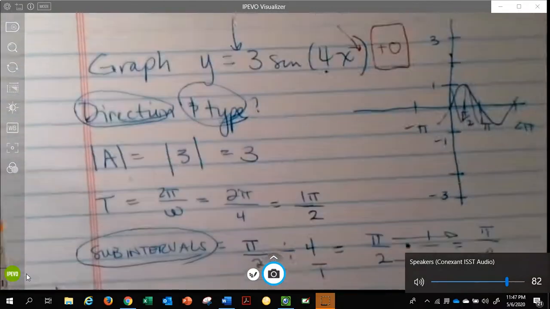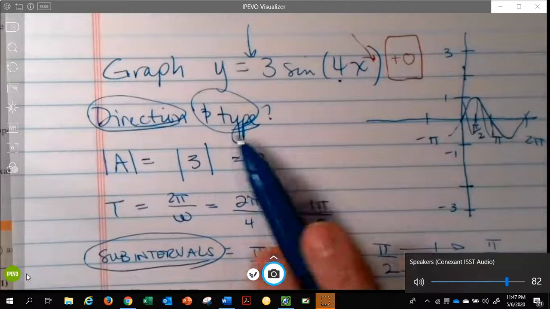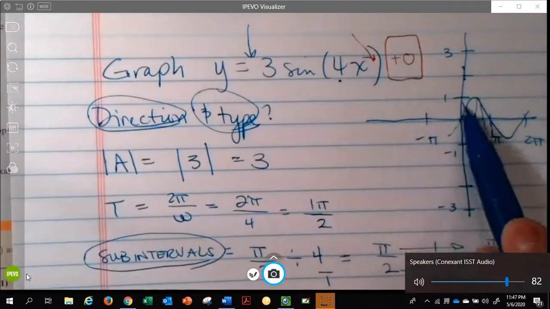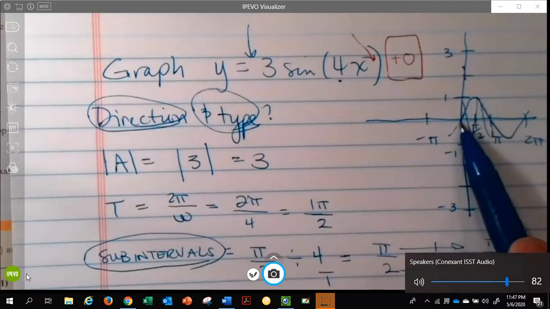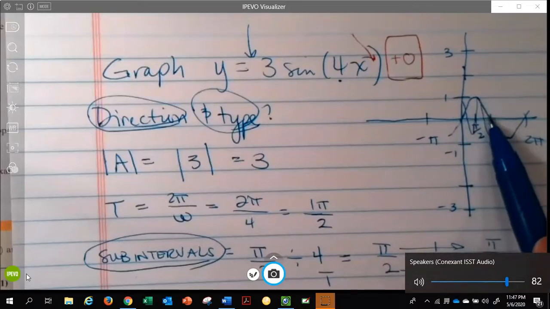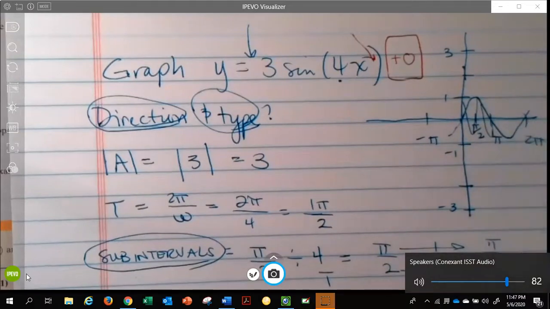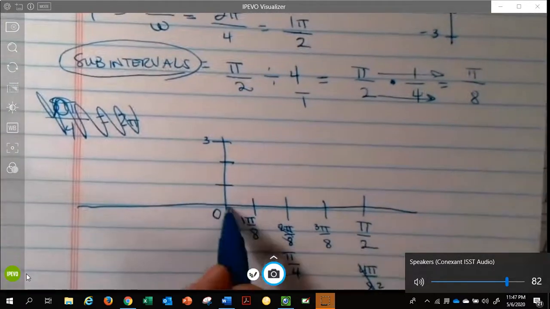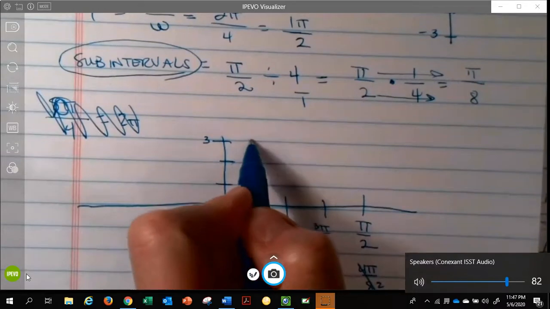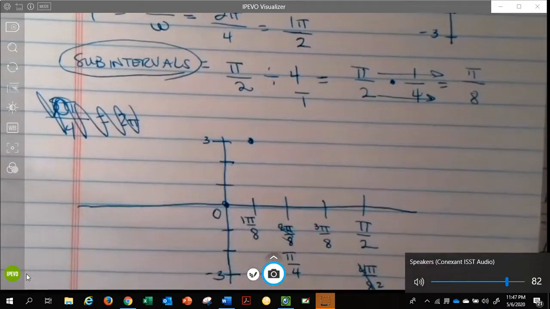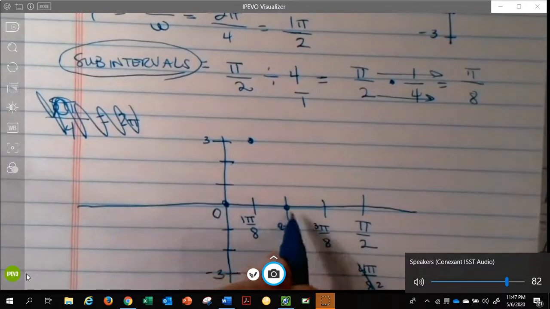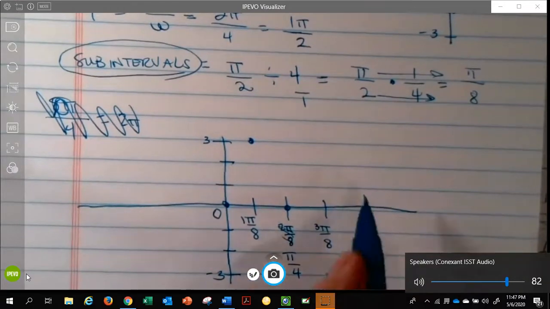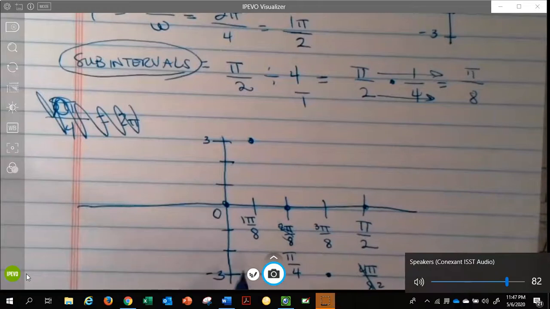And so now we decided early on direction and type. This one's going to be normal. It's not a negative, it's a positive, so it's going to be going up normal like sine. So I'll start at my 0, I'll go to the high point back to 0, low point back to 0. So here we go. We are almost done. I start at 0. At my first interval, I go up to my highest point. At my next interval, I go back down to 0. At my next interval, I go to the lowest point, and at my next interval, I go back to 0.